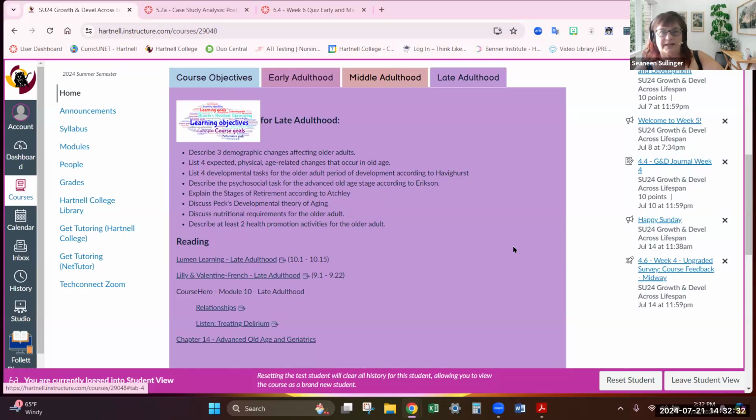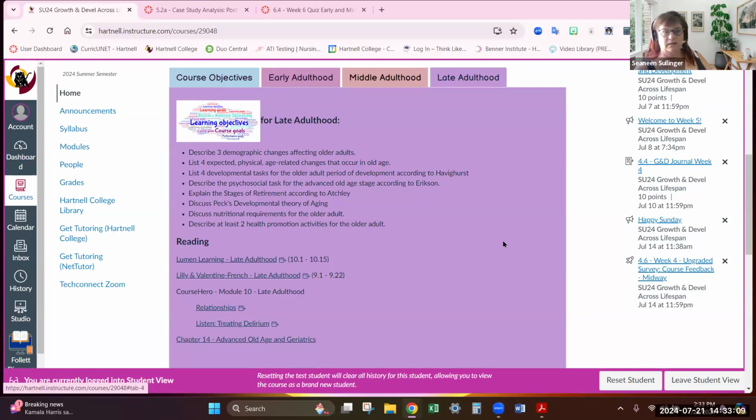When you are done discussing and doing the lesson, there are 3 demographic changes affecting older adults. That would be demographics in terms of places where the elderly might live. Physical changes, age-related changes that occur, developmental tasks. We'll talk about Havighurst and Atchley and Peck's theories, and then nutritional requirements, health promotion activities, which again might help with your health promotion campaign.